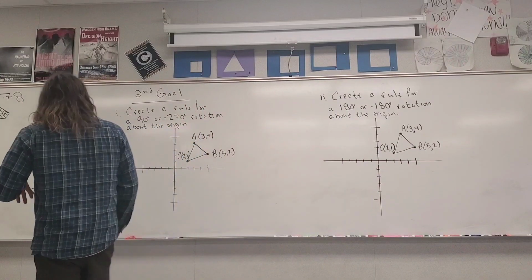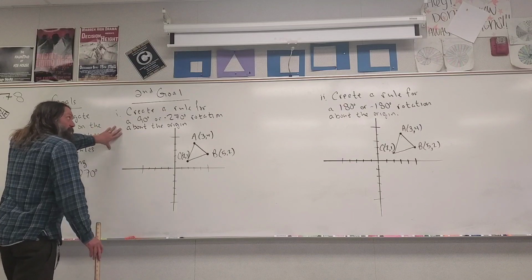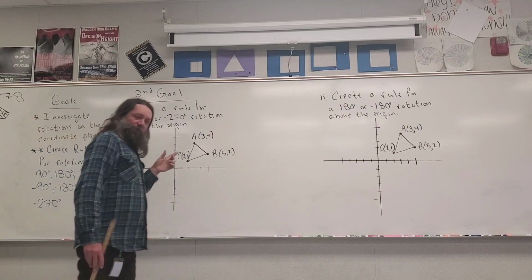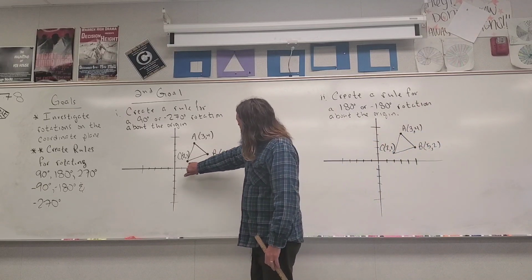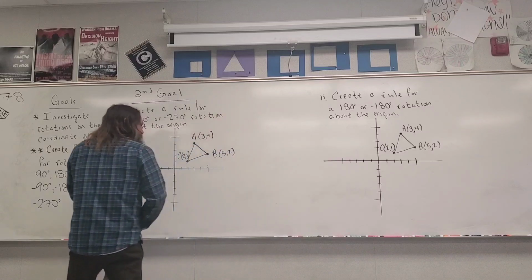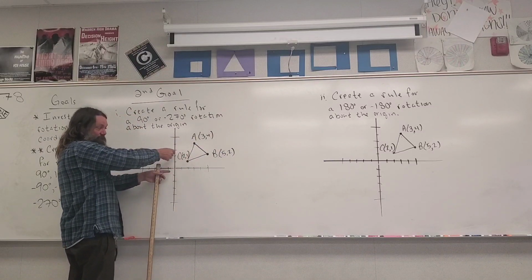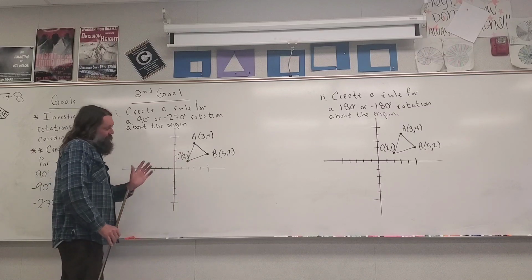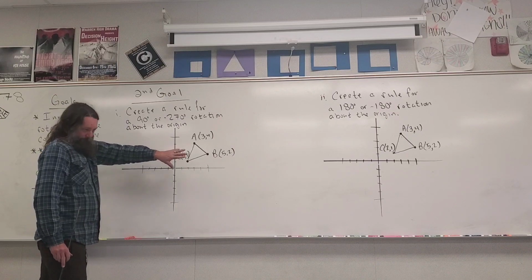All right? So I'm going to create a rule for a 90 degree or 270 degree rotation about the origin. So what I want to do is draw a line to the origin and then make a right angle off of that. And then I'm going to take my compass and make a little circle, and where my little circle crosses the side of the right angle, that's where its image is going to be for each point.